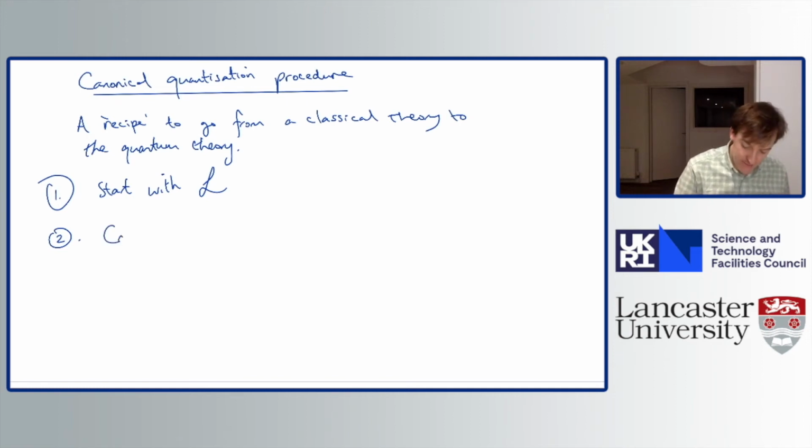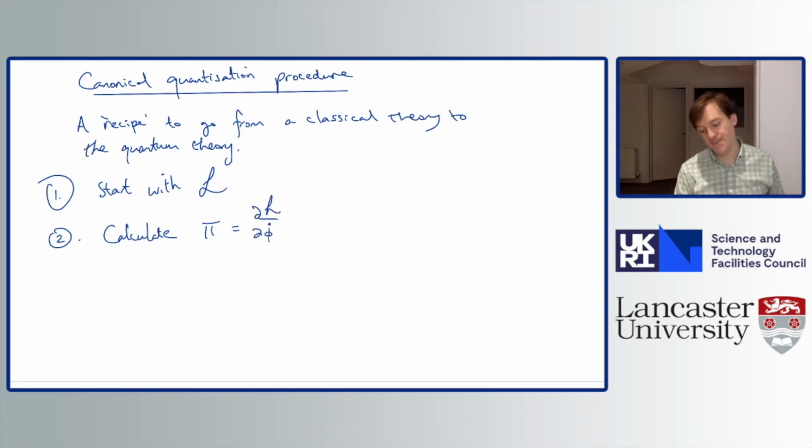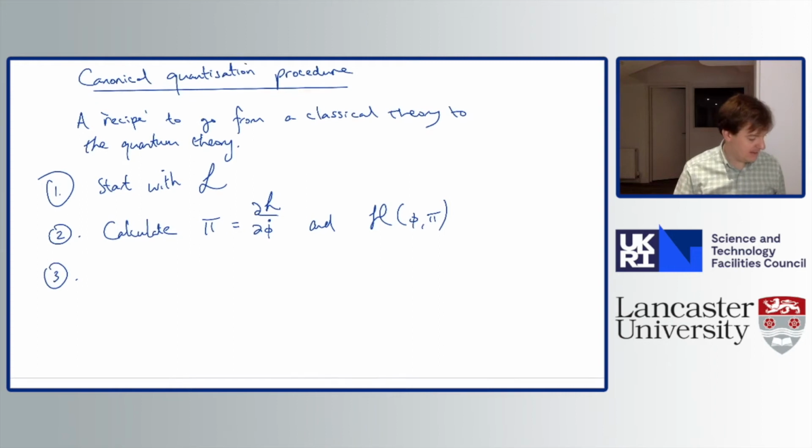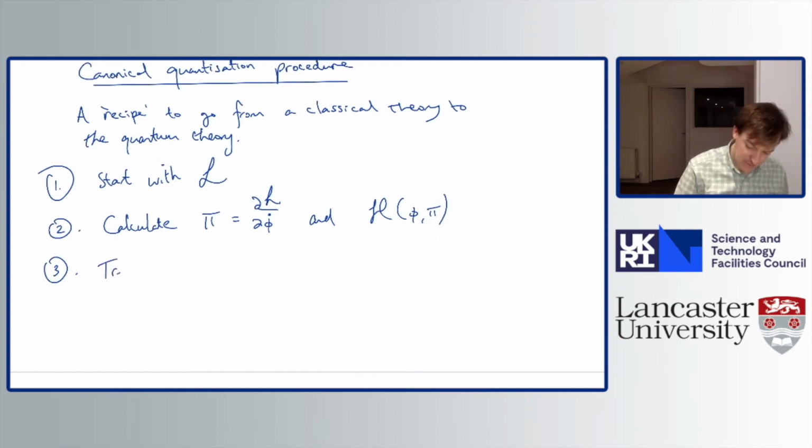Step 2 then is to calculate things that we already know how to calculate. So we want to first of all calculate the conjugate momentum. Just differentiate the Lagrangian with respect to the time derivative. And the canonical quantization procedure uses the Hamiltonian, so we also want to work out what H is. This is a function of these two fields, phi and pi. So far, we can do all of this. Step 3 then, where we meet new things.